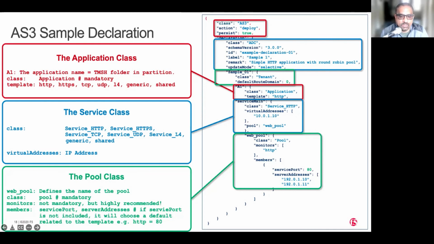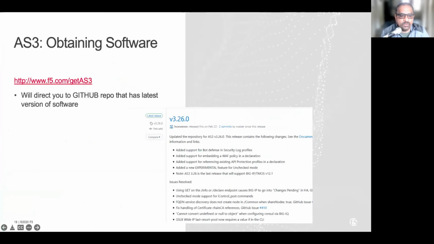So these are simple details on what AS3 is, a little bit about AS3, and you can obtain the software from this link over here. In future videos I will start putting up how you basically post an AS3 declaration to BIG-IP using VS Code and so on. We can have different methods of doing that. So we'll talk about that.